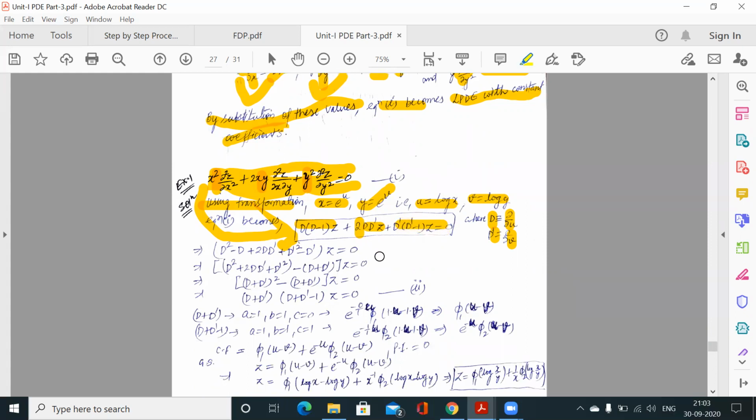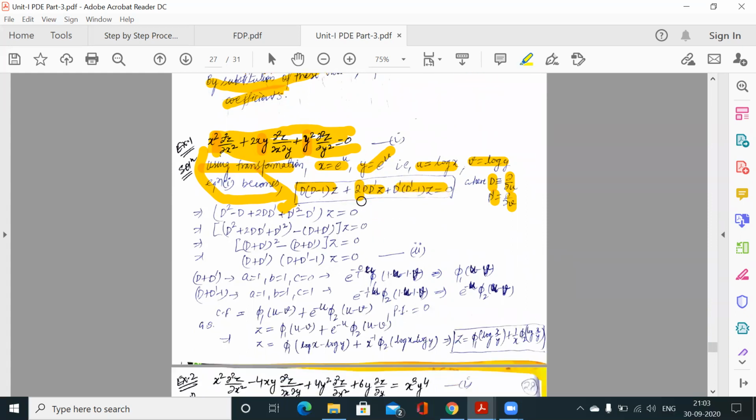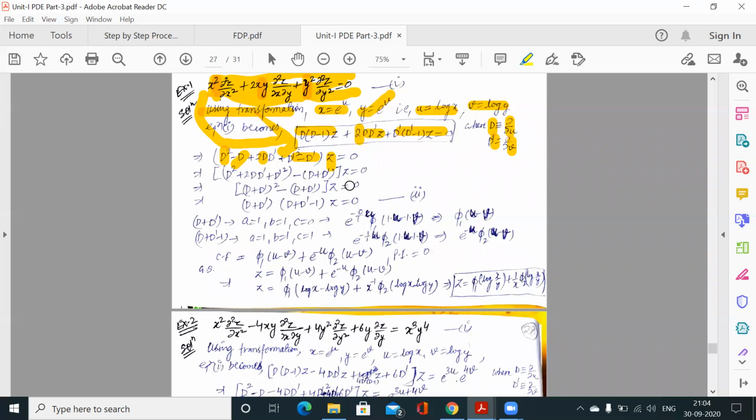Now because z is common, we have taken z outside. What is left? D² − D, this is 2DD', and this is D'² − D'. So this is a partial differential equation with constant coefficients, because all the coefficients are now constant. Just simplify that, because we know how to solve this. Since there is no right hand part, the PI would be 0, and only the CF is to be found out, because that is our solution.